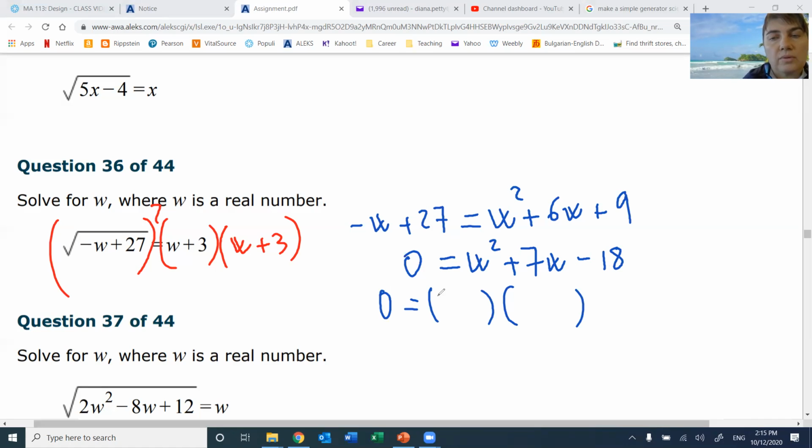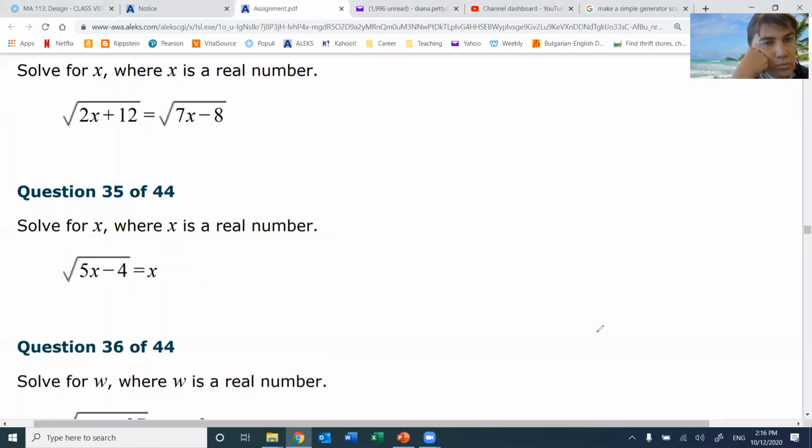If you do plus 9 and negative 2, right? 2 times 9 is 18, and when you add them together, 7. Okay, w is minus 9, w is 2. I'm leaving the check to you. You know how to check, right? Because I realize we have more practice.